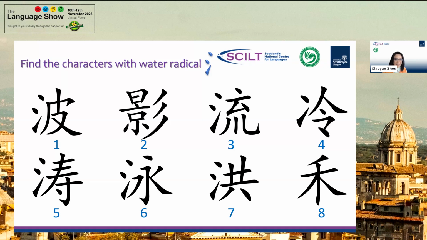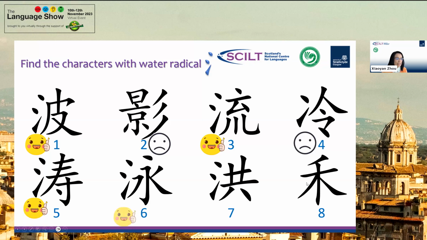Let's check the answers. If you got number 1, that's correct, with the 3 dots. And number 2, no, it's not the water radical. And number 3, yes. Number 4 has only 2 dots. That's the wrong one. And number 5, number 6, and number 7, they have the water radical. Well done, everyone. And the last one does not have the water radical.